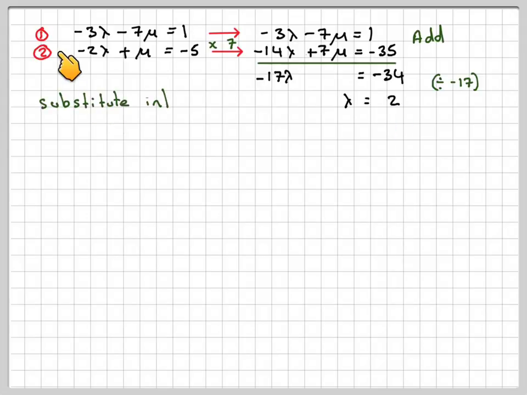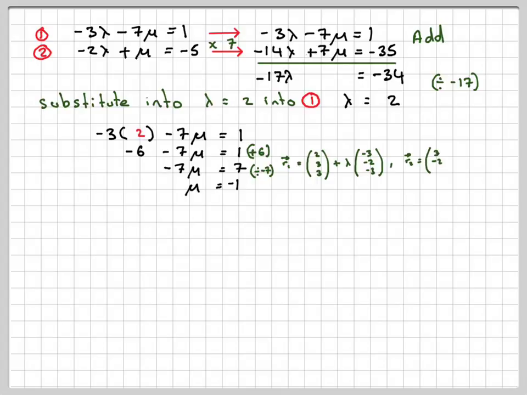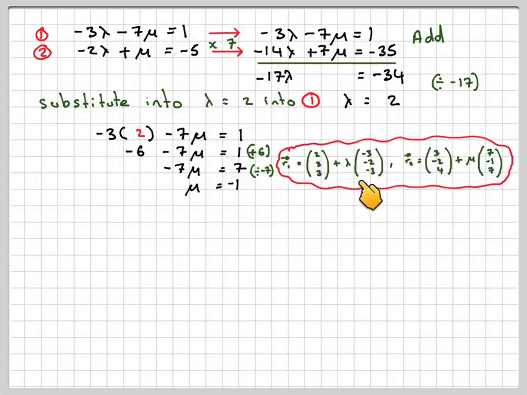Substitute that into either 1 or 2, so we'll substitute into 1. So we get -3 times λ, which is 2, -7μ = 1. So -6 - 7μ = 1. Taking the 6 over here, we have -7μ = 7. Dividing by -7, we get μ = -1. Now, if we write those two values out again, what we need to do is check that it works for the z component, which we wrote out before.